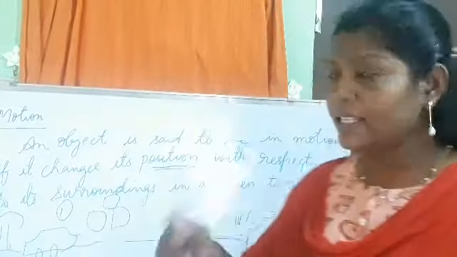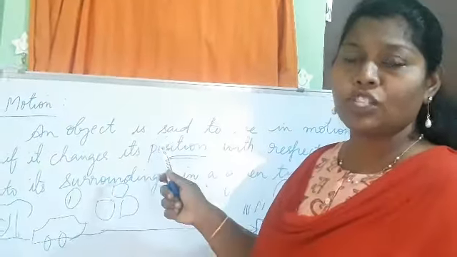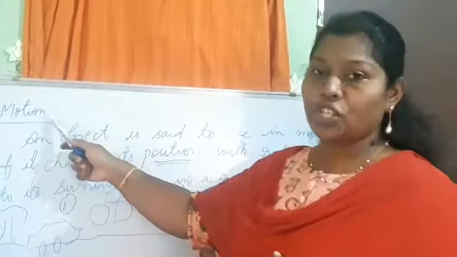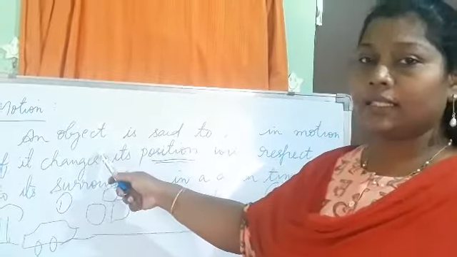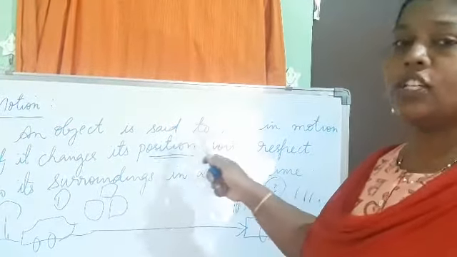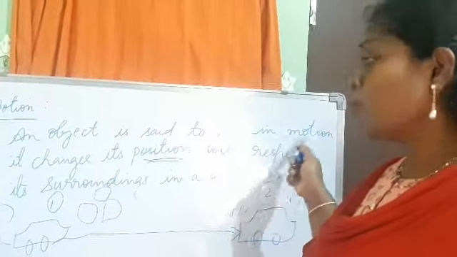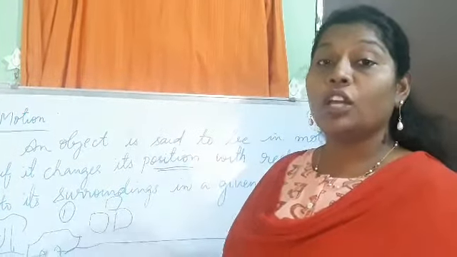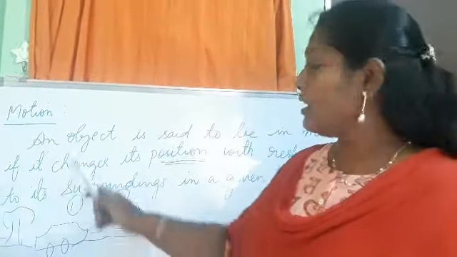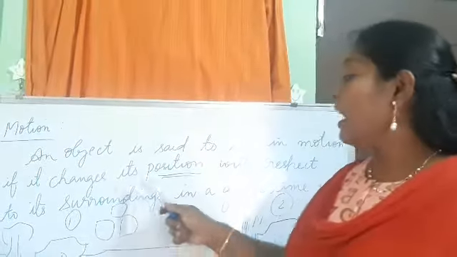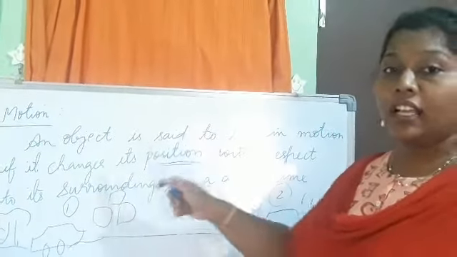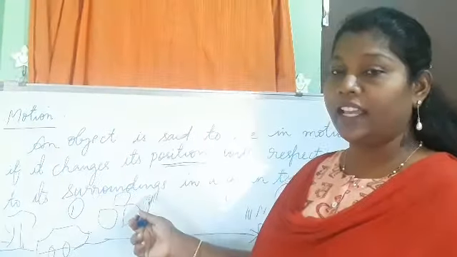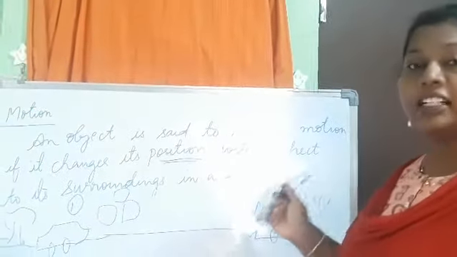Okay children, once again I'll give you the definition of motion. Please listen carefully and repeat it after me. Motion: an object is said to be in motion if it changes its place, if it changes its position with respect to its surroundings in a given time.